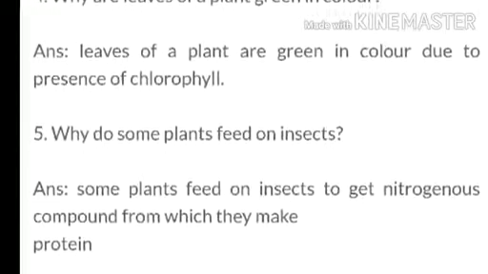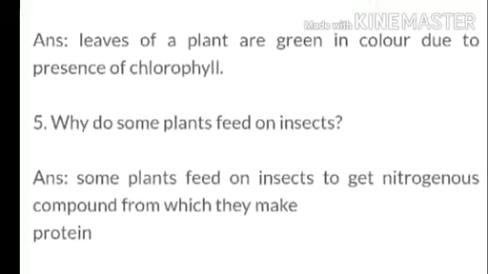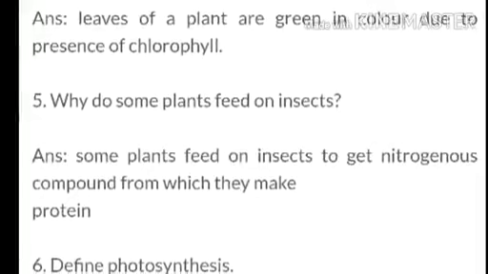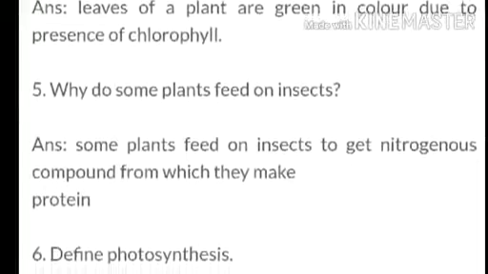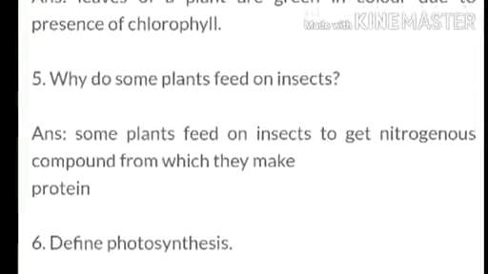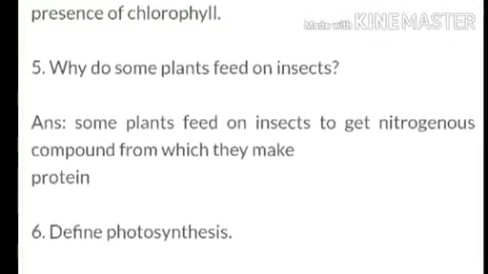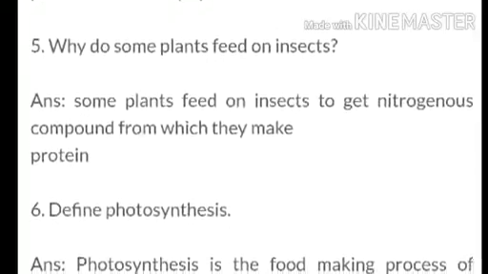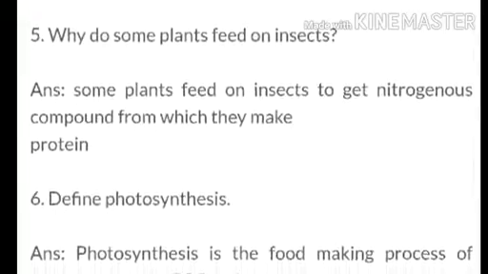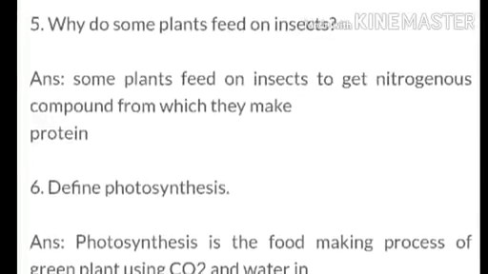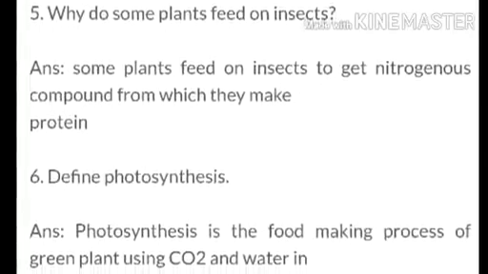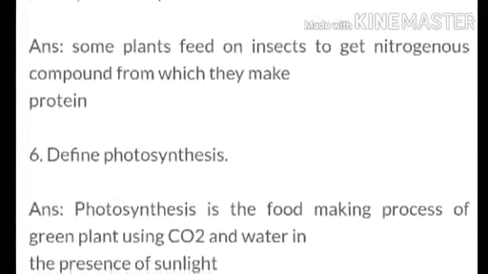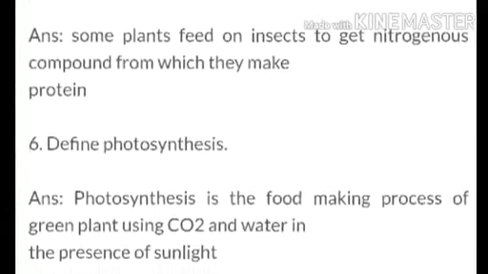Define photosynthesis. We learned it in a very brief manner. What is photosynthesis? Photosynthesis is the food making process of green plants using CO2. CO2 means carbon dioxide, and water, in the presence of sunlight. So this is the process of photosynthesis.